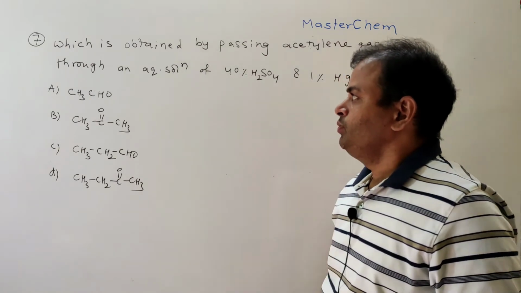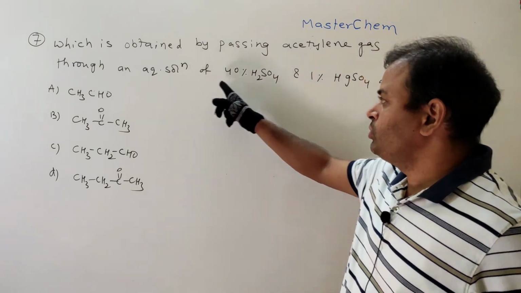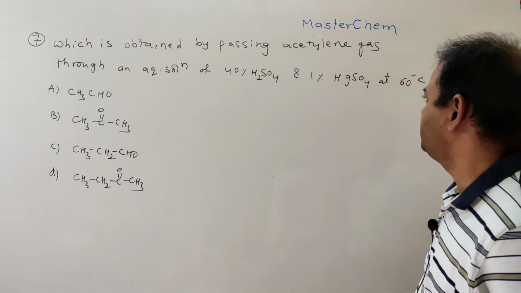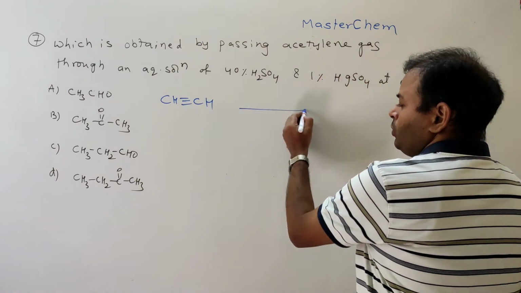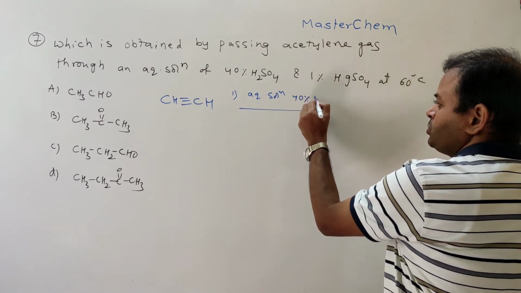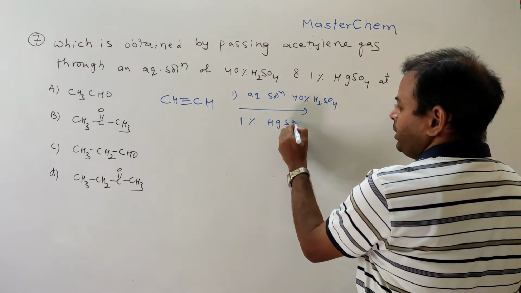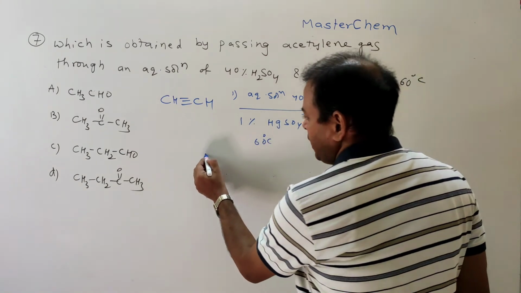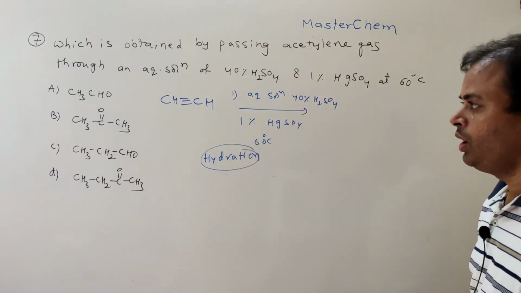Okay, next seventh question. So that is, which is obtained by passing acetylene gas through an aqueous solution of 40% H2SO4 and 1% HgSO4 at 60 degrees centigrade. So what is that? Acetylene gas. So it is a hydration. What happens? Hydration occurs. As a whole, hydration occurs.